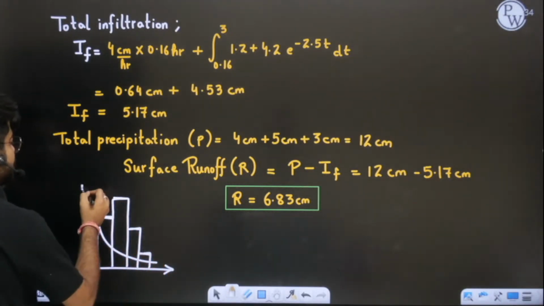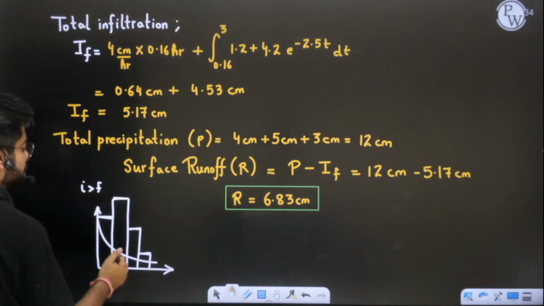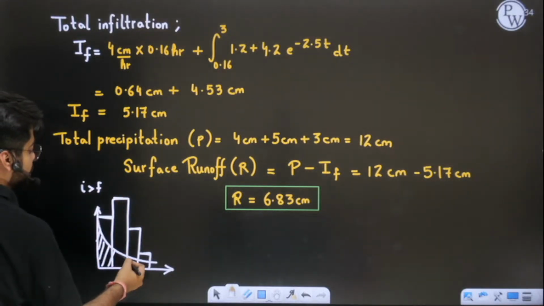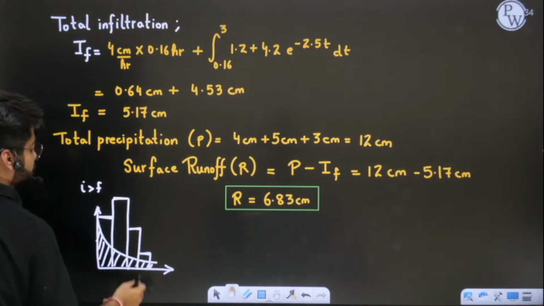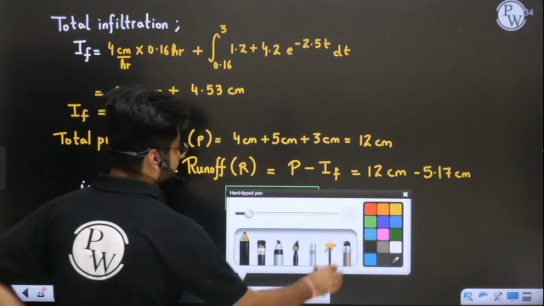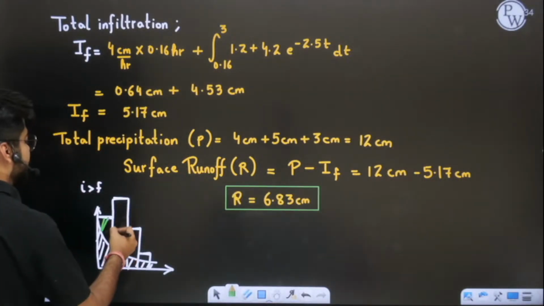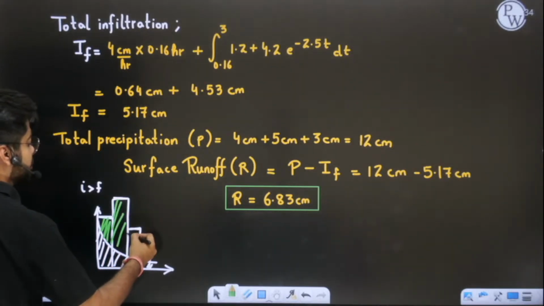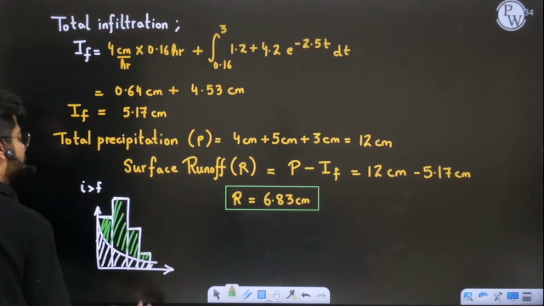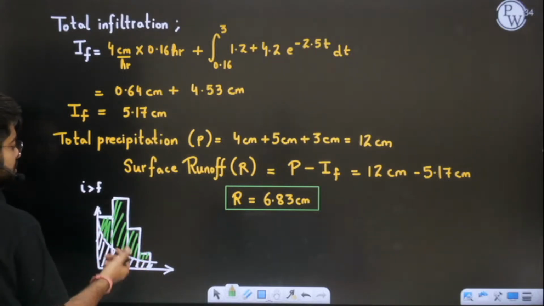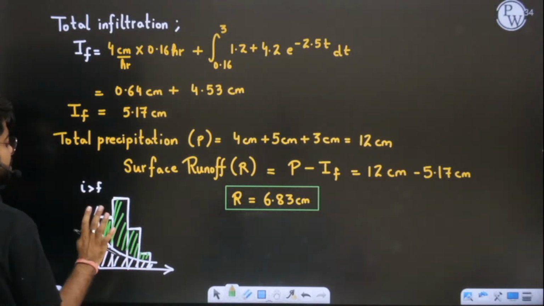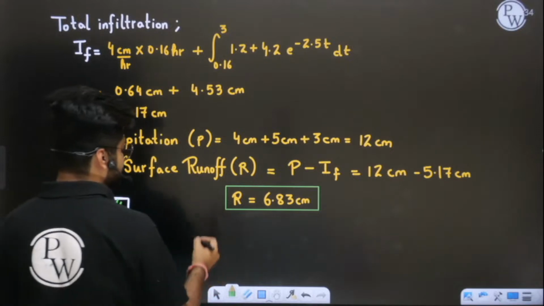When intensity of rainfall is more, in all the cases, no issue, sir. Simply find the area below this curve, which will give you infiltration, and the area above this curve, tell me, this will be runoff. Below the curve is infiltration, and above this curve is runoff. Simple. But let us change this question.